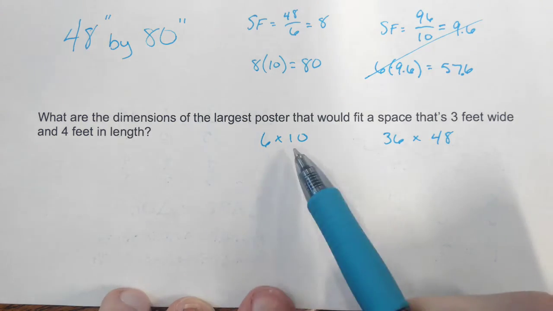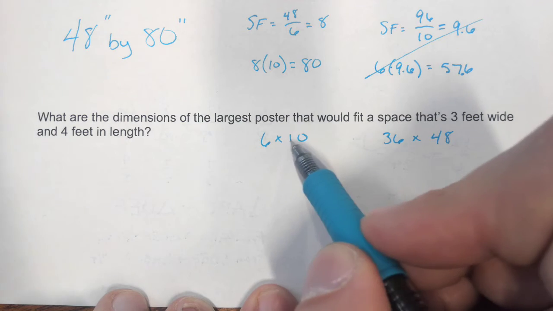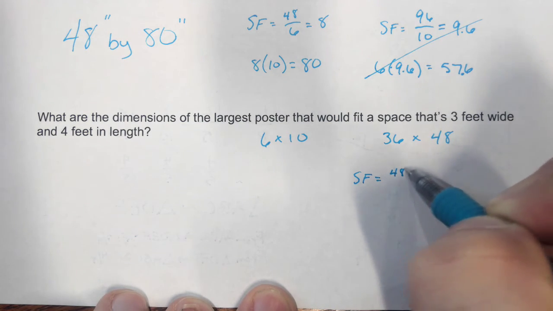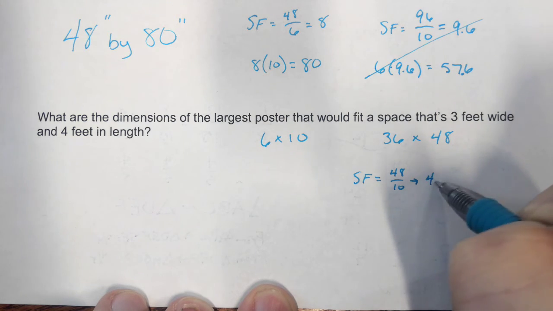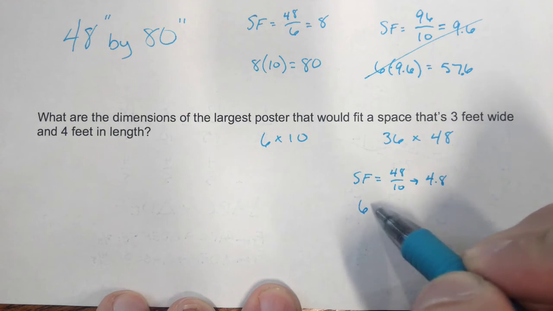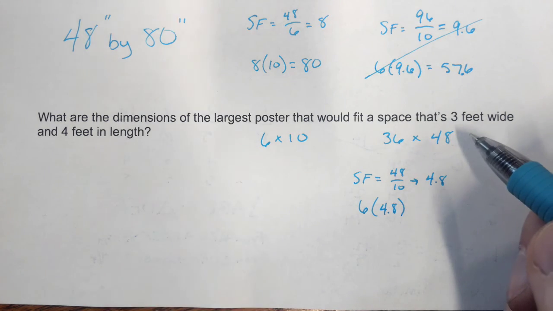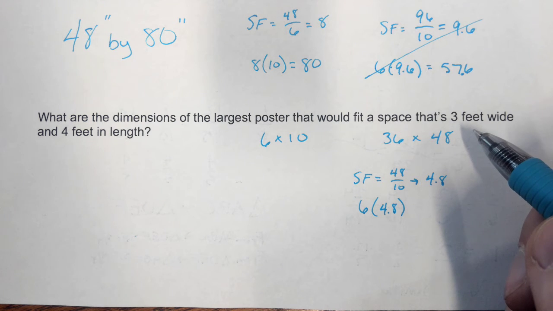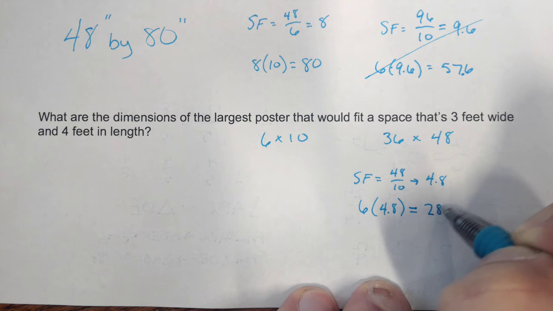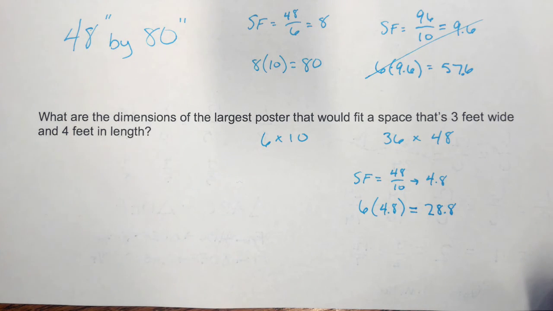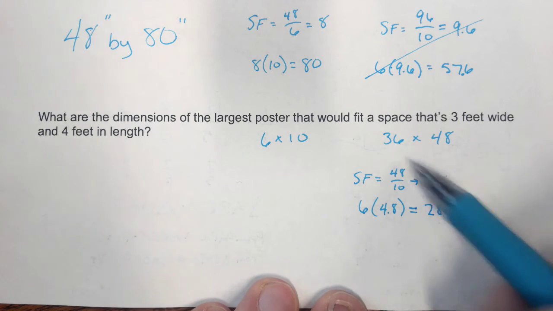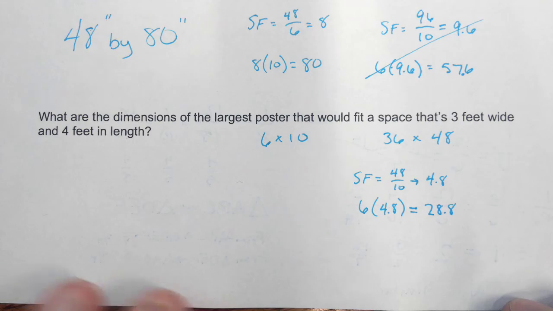All right, let's see. Let's consider our first scenario. To get from 10 to 48, that scale factor would be 48 divided by 10. That's 4.8. If we take the other number 6 and multiply it by the scale factor, 6 times 4.8 comes out to be 28.8. That will fit in our 36-inch area. So that one fits well.